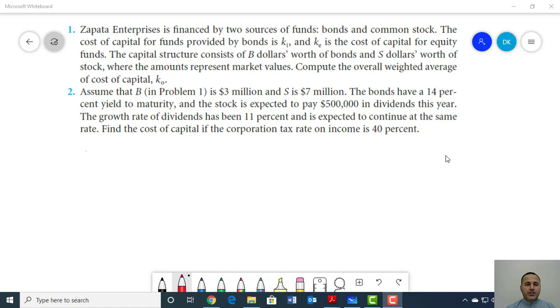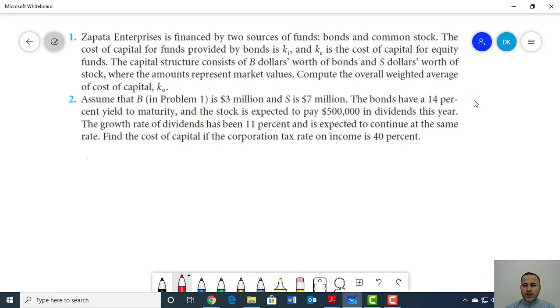In today's lecture, I will give you the solution for problem number 1 and problem number 2. These questions are on page number 412 of the book. Let's read through the problem and then we will copy the key data and use the data to solve the problem.